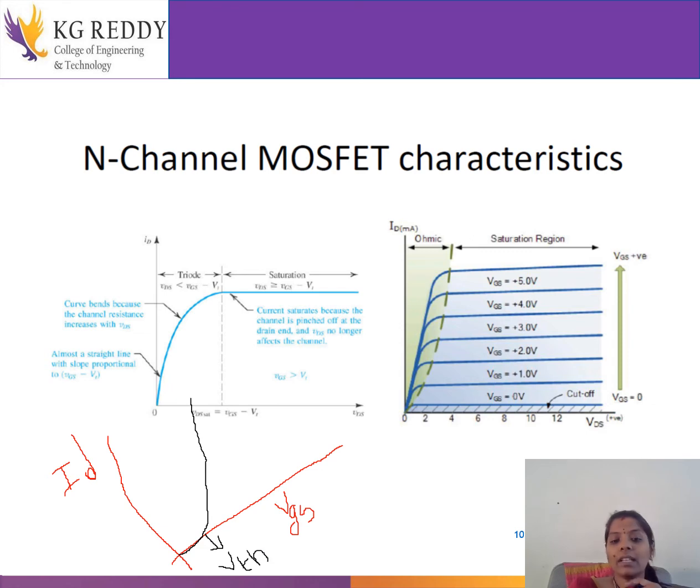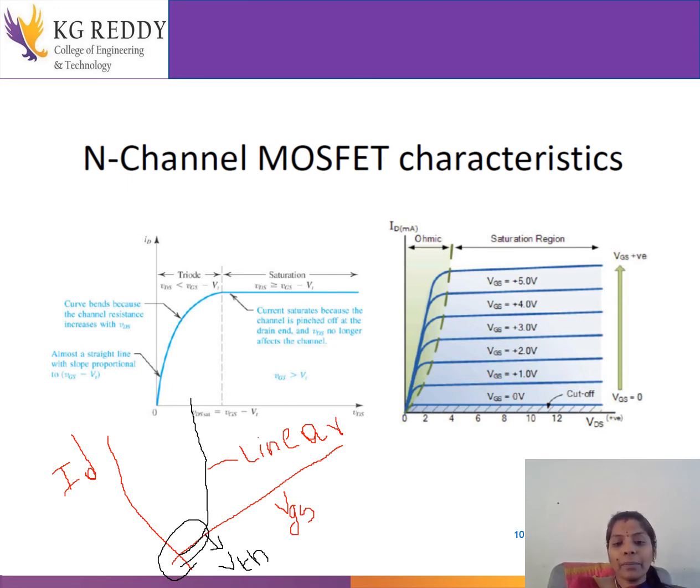So why is it said to be linear? Because this portion I'll say is cutoff, and this portion I say is the linear region. I'm just writing it like this: this is linear and this is cutoff.